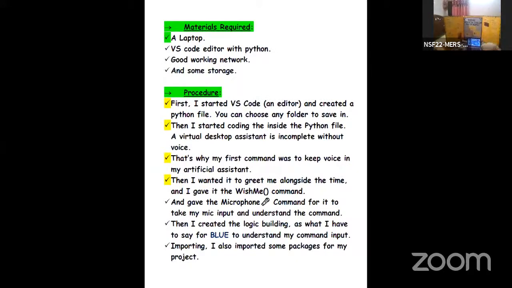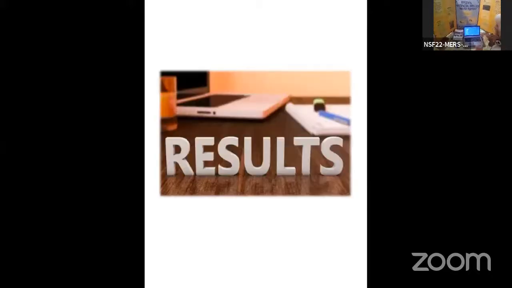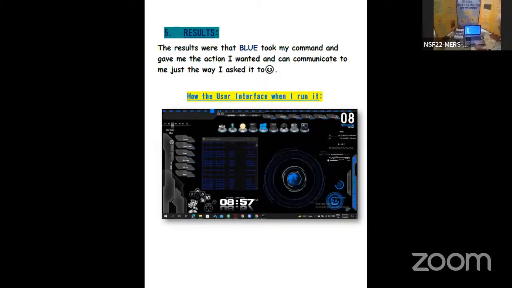What I did was go to my VS Code. This is the command I'm writing here. After going to my VS Code, the first thing is that a voice assistant is nothing without its voice. So my first command was to give it voice. I imported pyttsx3 as a SAPI file, which is a command, and I gave it the input so that whenever it gives me output, it has a voice. And in the SAPI file, I gave it a girl's voice.